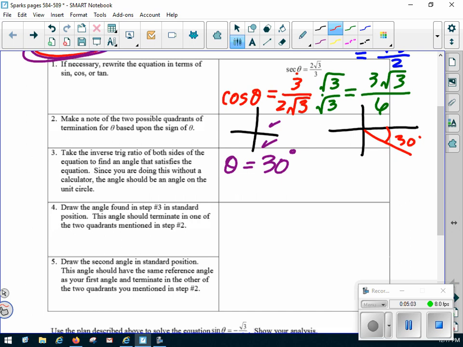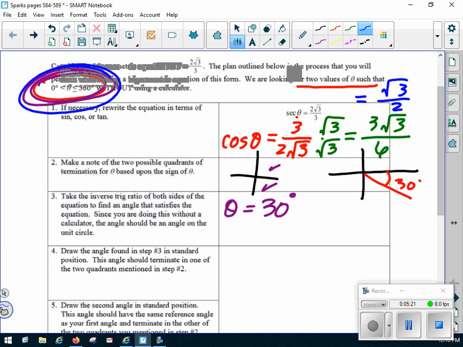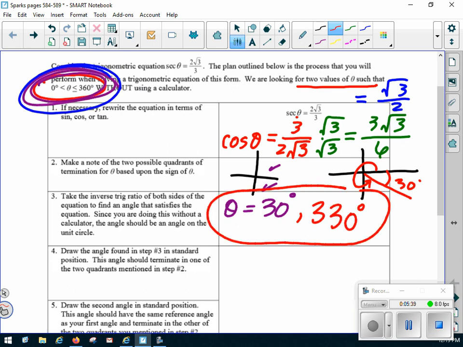It doesn't matter. Remember, here's what you need to remember. Yes, that angle is negative 30 degrees. Not going to lie about that. But negative 30 degrees is not in this interval. So what you're going to do is you're going to go after that angle right there. So your other angle is 330 degrees. Done.